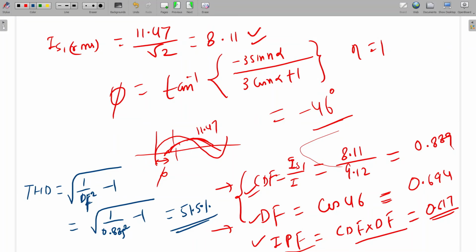Like what will be the RMS value of the source current, or what will be the fundamental value of the source current. You have to be careful. Sometimes they ask for amplitude. If they ask what will be the amplitude of the source current, amplitude means the peak value. If they ask for the amplitude of the fundamental value of the source current, that will be 11.47. And if they ask what will be the RMS value of the source current, that will be 8.11 amps.